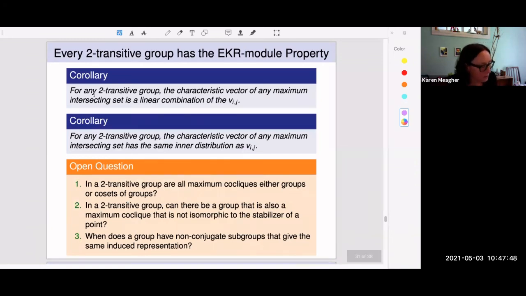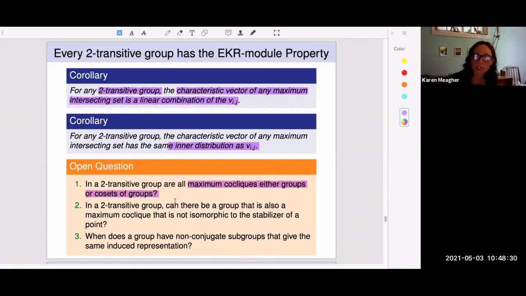Okay, oh yeah. So for a two-transitive group, the characteristic vector of any maximum intersecting set is a linear combination of the canonical ones, and it's going to have the same inner distribution. The idea of the inner distribution is if I take a set and look at which cosets one element times the inverse of the other lies in, it's a certain pattern and it's the same for everybody. So if we're looking at a two-transitive group, in all the examples I have, the maximum co-cliques are groups or cosets. I don't know why that would be. So I don't know if all the maximum ones have to be one of these two.